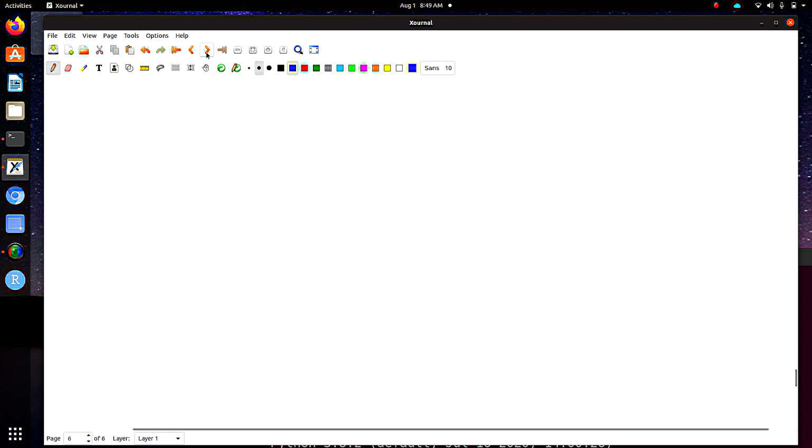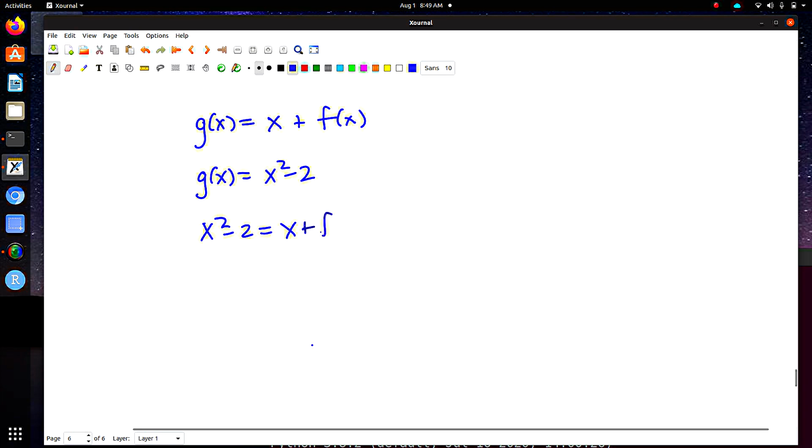So let's say we want g of x to equal x plus or minus f of x, and we already have g of x, which is x squared minus 2. So let's go ahead and solve for what f has to be. We have to reverse engineer f. So x squared minus 2 is equal to x plus f of x, so x squared minus x minus 2 is going to equal f.